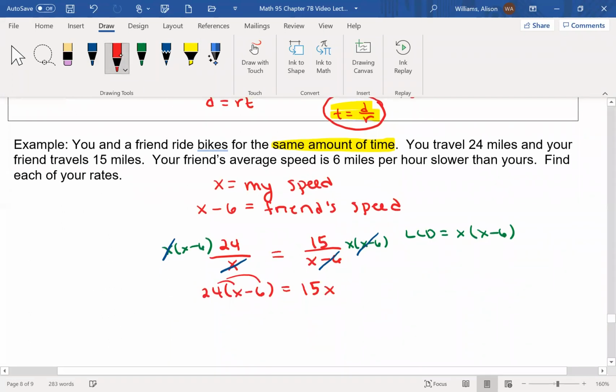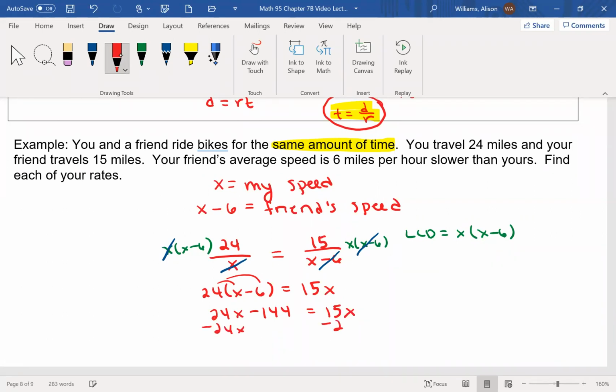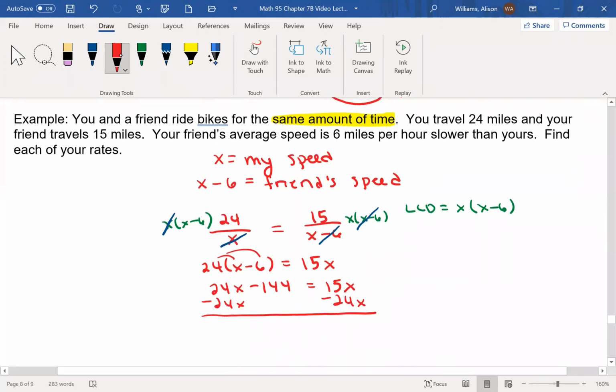Okay, so let's distribute the left side here. I'm going to get 24x minus, in the calculator, that's going to be 144 equals 15x. All right, so I want to solve for x. I'm going to move the 24x over, which should give me negative 9x. And 144 divided by 9 is going to be 16. Just plug it into your calculator. And they're both negative, so they become positive. So 16 is my speed.